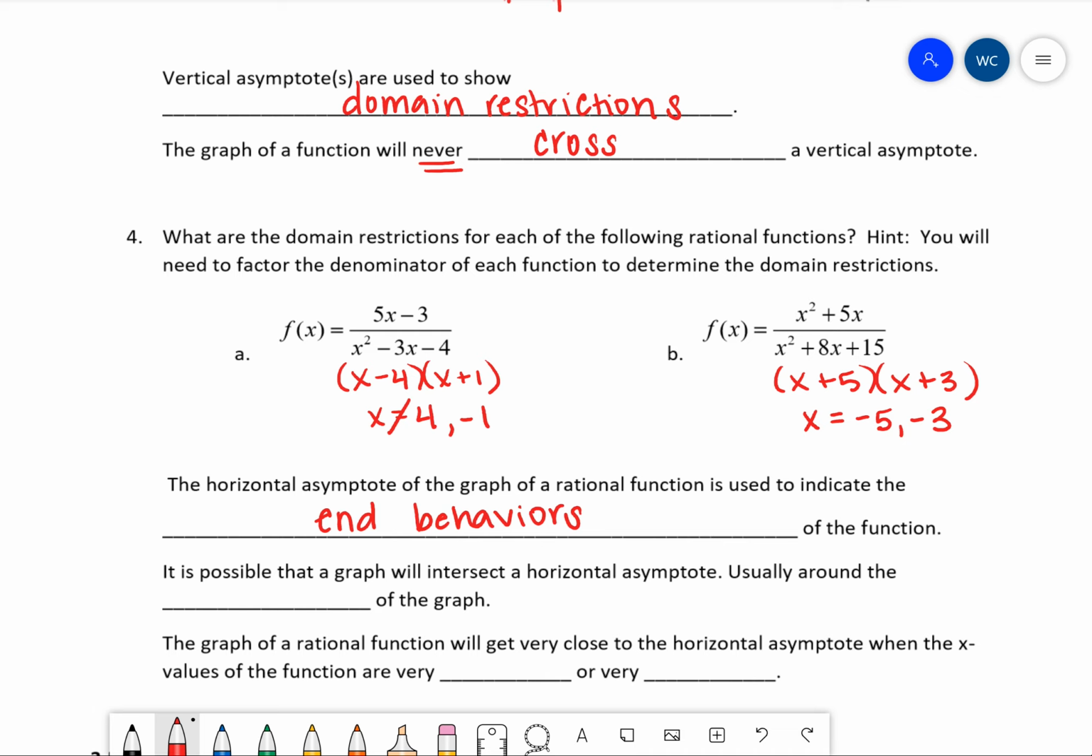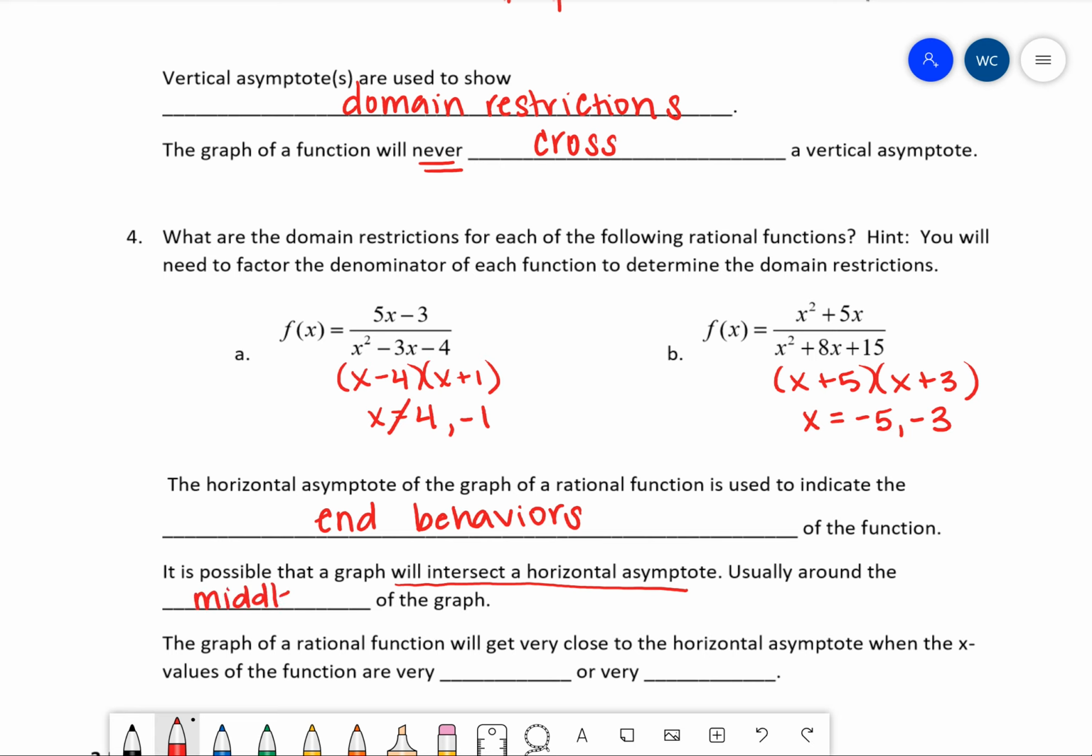Now, it is possible that a graph will intersect a horizontal asymptote. Okay, so it will intersect a horizontal. It will not a vertical. Okay, so it usually does this around the middle of the graph.